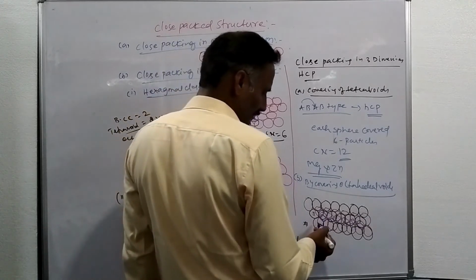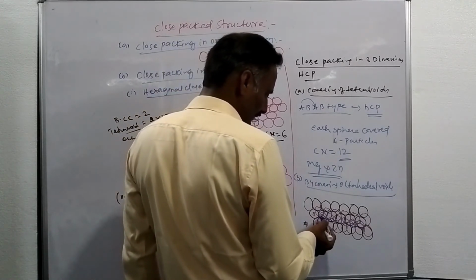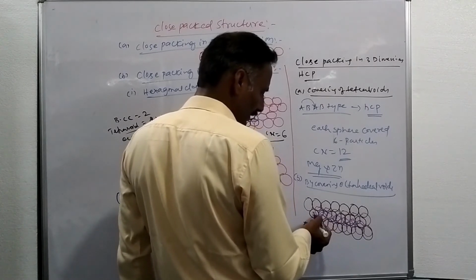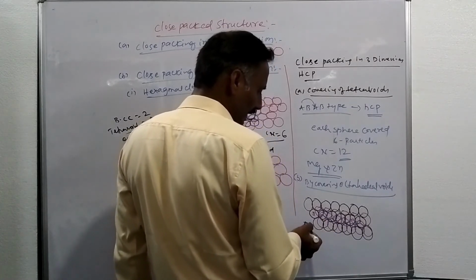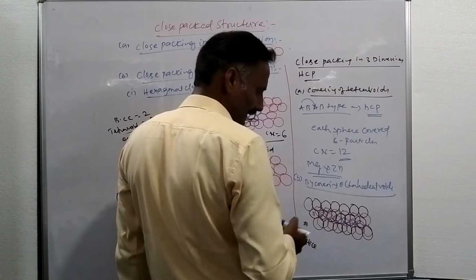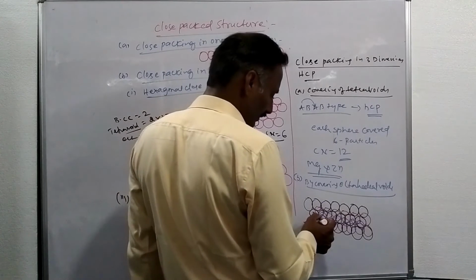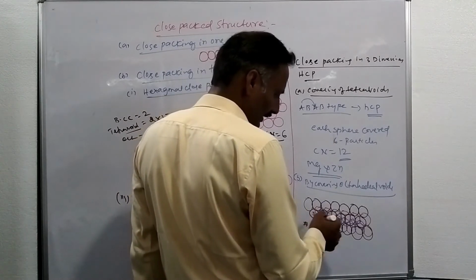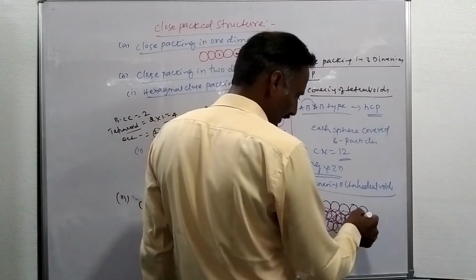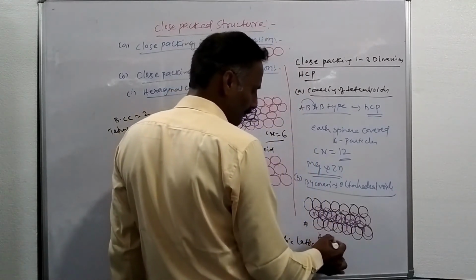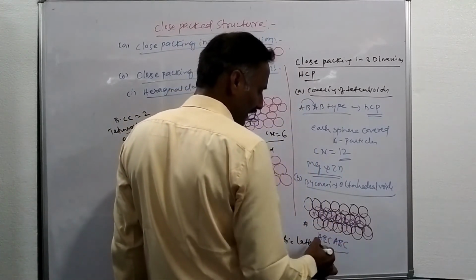In this arrangement, the third layer particles, second layer particles and first layer particles are not aligned exactly. They are in different layers, and these particles are not lying on the same vertical line or the same plane. This is called the ABC pattern.